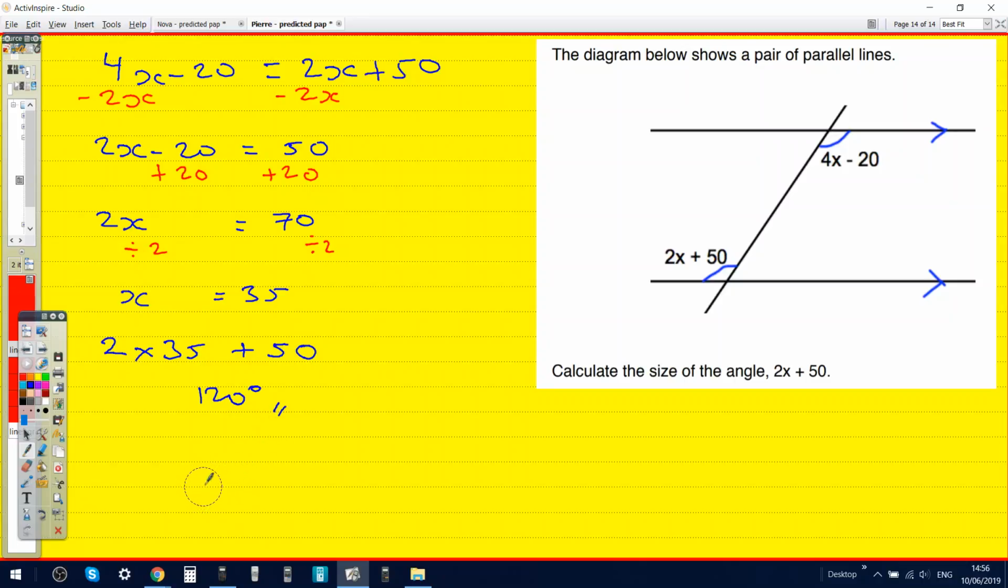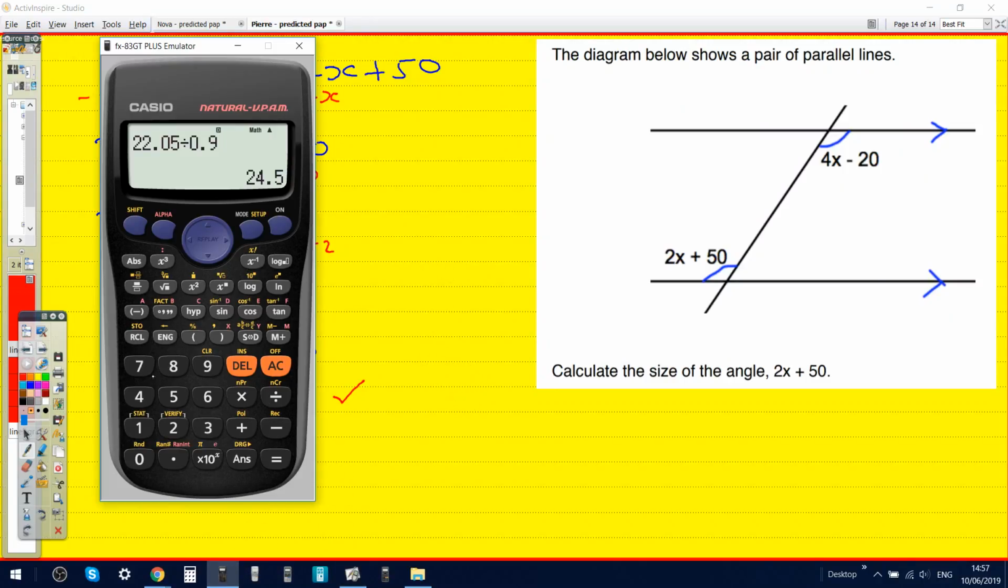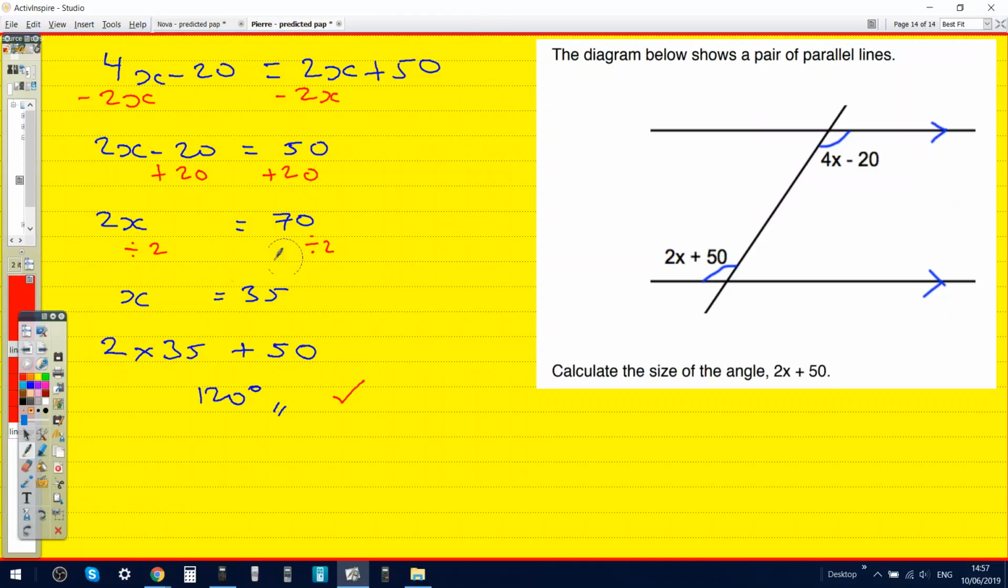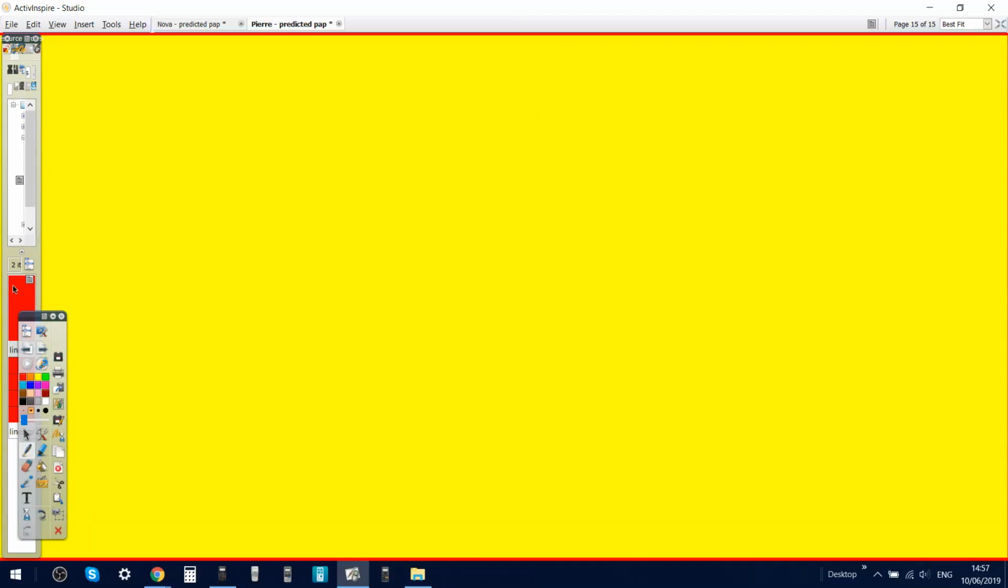And how could you check that answer? You can subtract it from 180. Or you could put 35 into the other one, and it should match. So 4 times 35 take away 20 is 120. So we know it's correct. Right, so that's it anyway.